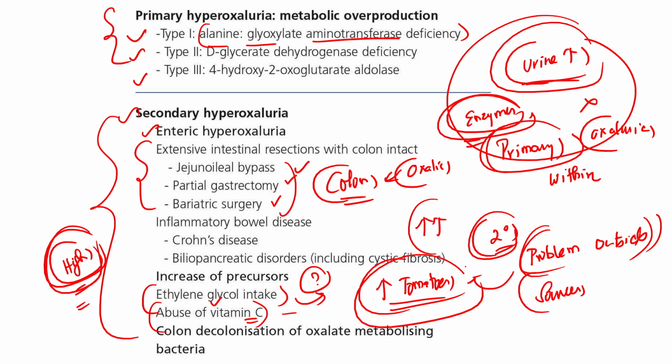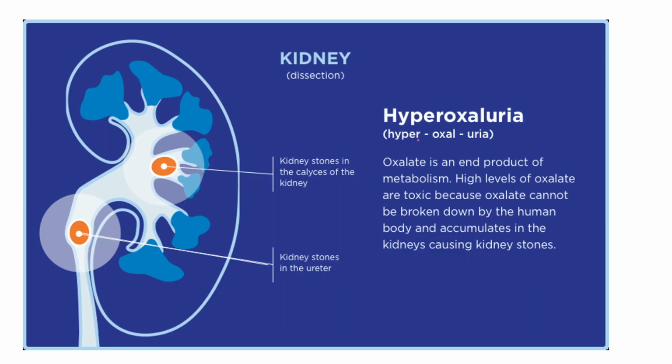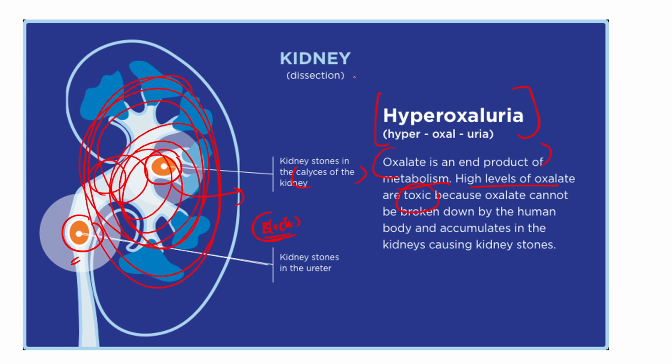And what is the result of oxalic acid going through the urine? In case of urine, hyperoxaluria means the oxalate is the end product of metabolism. High levels of oxalates are toxic. They start accumulating in the kidney. If it accumulates in the kidney, it can happen in the calyces. But if it happens in the ureter, it can cause a block in the flow of urine. Now the urine can keep on accumulating. As the fluid increases, the kidney size increases. That will be referred to as hydronephrosis. Water has actually made the nephrons swell. The whole kidney has swollen.